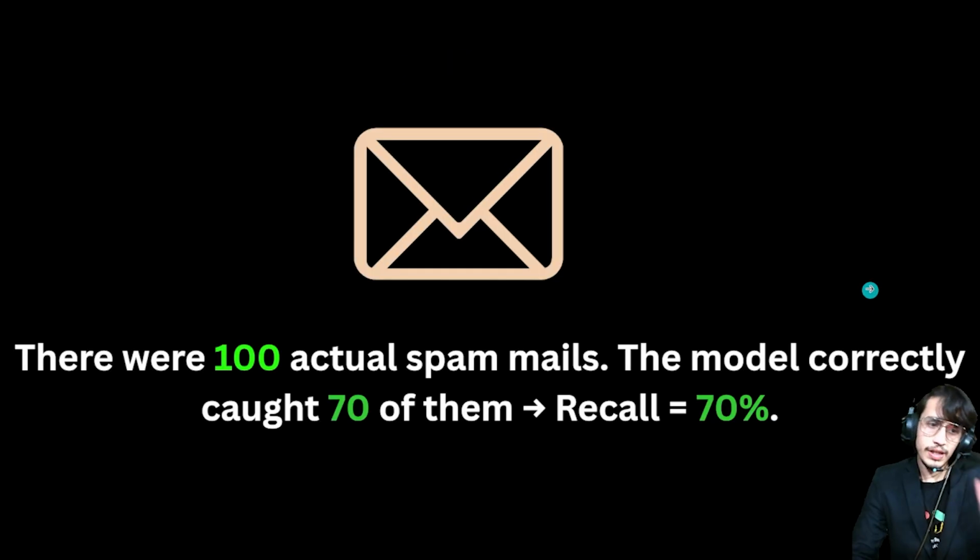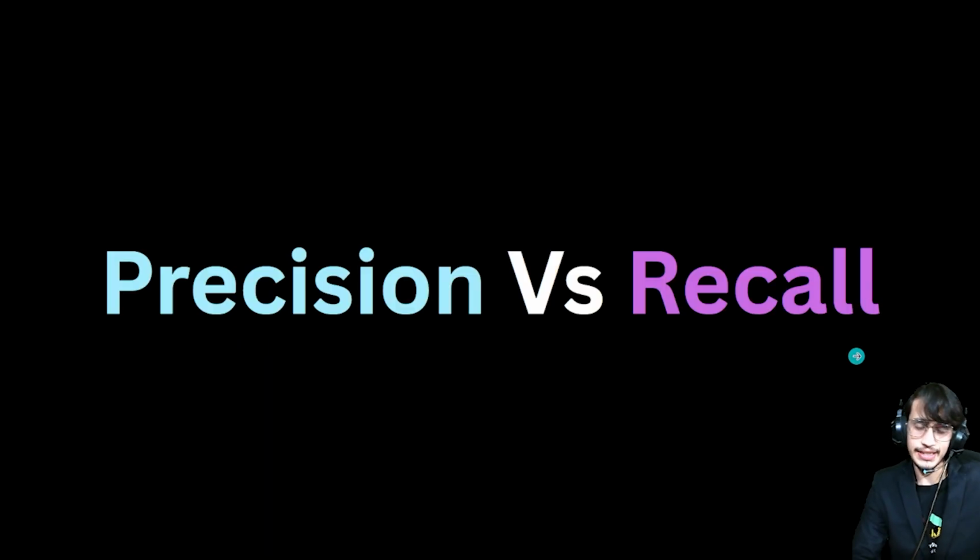Now, an example: there were 100 actual spam mails, but our model only caught 70 of them, so recall is 70%. Now there is a huge misunderstanding between precision and recall, and in many cases we don't know whether we have to see precision or recall. In some cases, if precision is going up then recall will go down, and if recall is going up then precision will go down. So we have to choose wisely whether we should use precision or recall.